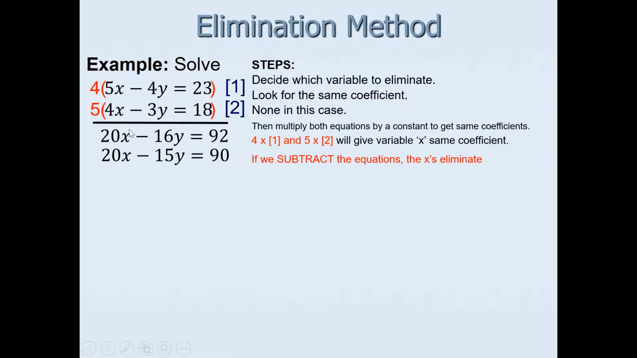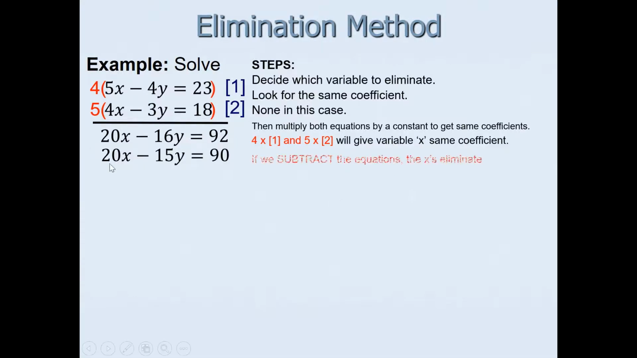Now because the coefficients of x in the two equations are now the same, we can get rid of variable x by subtracting the two, because both are positive and both have the same signs. So if I subtract the two equations, we will be able to get rid of variable x. So let's quickly do that.